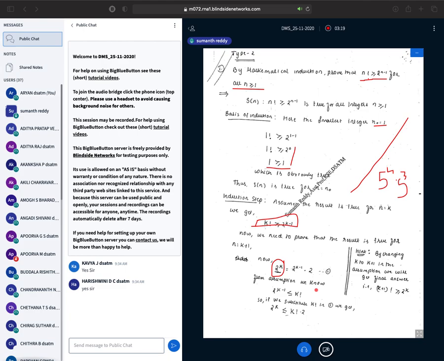Further, I don't know the value of 2 to the power of k minus 1, but from the assumption stage, I know that there is a term called k factorial whose value is greater than or equal to 2 to the power of k minus 1. I repeat, I don't know the value of 2 to the power of k minus 1, but I know k factorial is greater than or equal to it. So I will replace this 2 to the power of k minus 1 with k factorial.